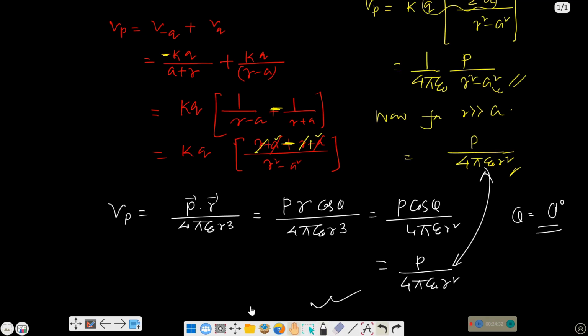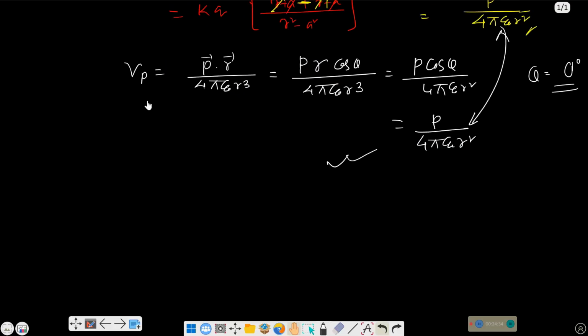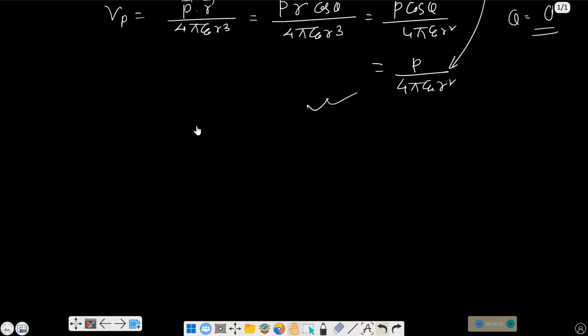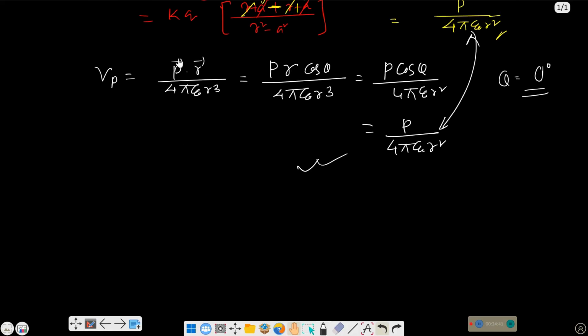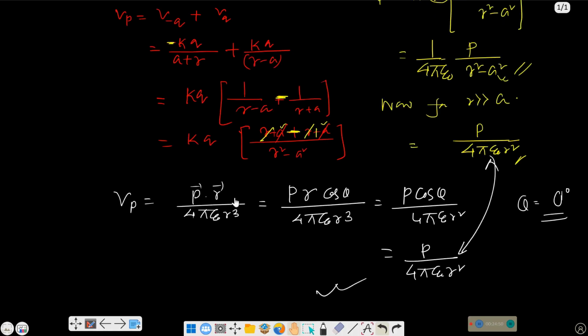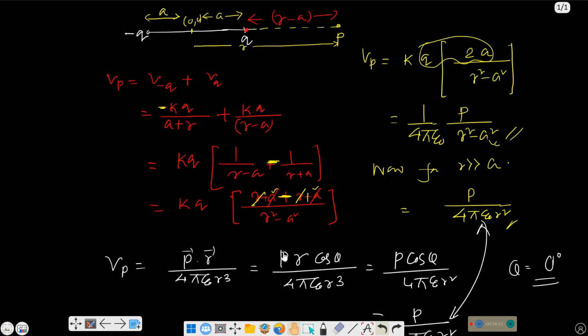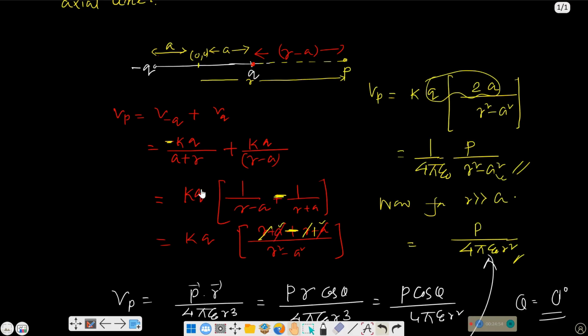Now for the general point we have this one: V at P is equal to p dot r vector divided by 4 pi epsilon naught r cube, that is p r cos theta by 4 pi epsilon naught r cube. You can use this one also, but for these two questions, these are two very important questions for boards on the potential due to an electric dipole, you need to proceed like this, otherwise it will be very lengthy.